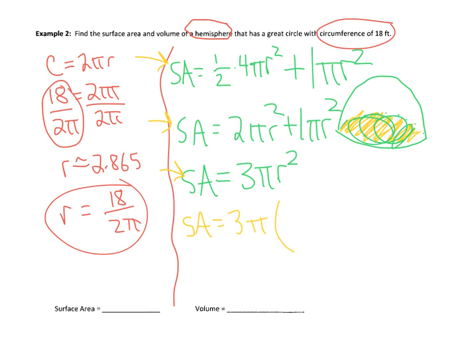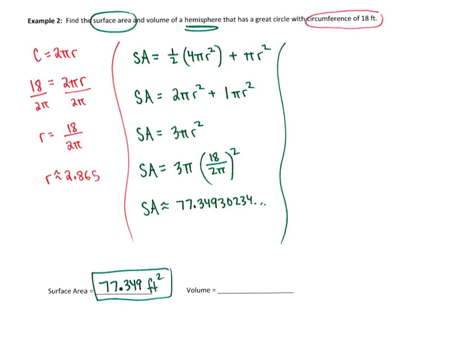Now, r is 18 divided by 2 pi, or 9 divided by pi, and then we'll square that. Go ahead and put that in your calculator. It doesn't say how many decimal places to round to, so let's round to 3 decimal places. So 3 pi parentheses 18 divided by 2 divided by pi, close parentheses, squared. Okay, and you should have gotten 77.349. If you did not, again, what you would put in your calculator is 3 pi parentheses 18 divided by 2 divided by pi, close parentheses, raised to the second.